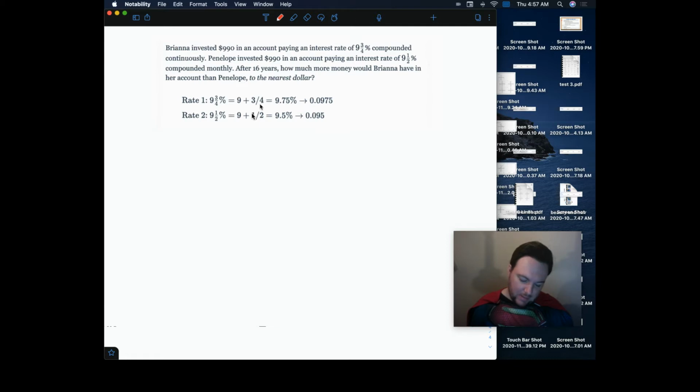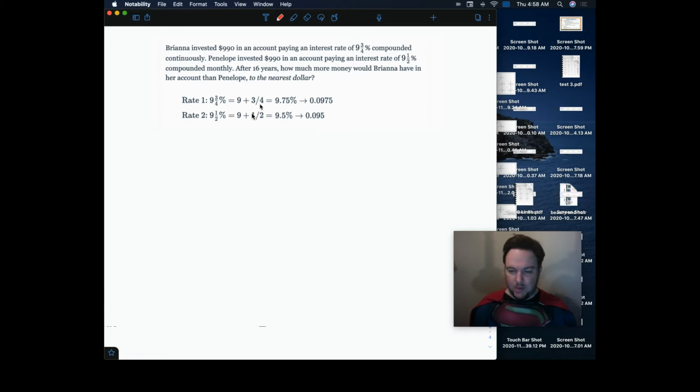Brianna invested $990 in an account paying an interest rate of 9.75% compounded continuously. Penelope invested $909 in an account paying interest of 9.9% compounded monthly. After 16 years, how much more money would Brianna have in her account than Penelope? Okay, so we definitely learned that Brianna would have more than Penelope. How come? If you're compounding continuously, that means you're compounding every moment, right? And Penelope is compounding monthly, which means she's only compounding 12 times in a year, right?